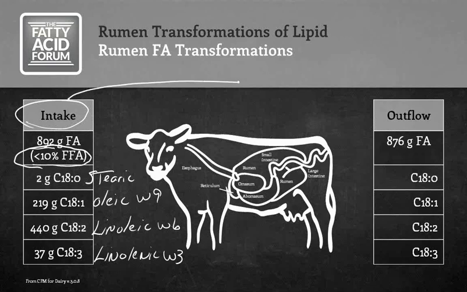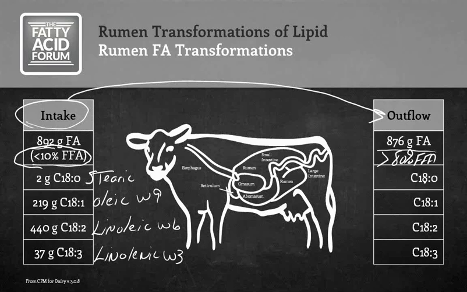Now, let's consider how that's going to change in going from the mouth to the small intestine of the animal. What's the outflow out of the rumen? And the model predicts that we'll have 876 grams coming out, somewhat similar to the 892 going in. This is typical. There's not a lot of gain or loss of fatty acids across the rumen. So you come pretty close to seeing the same amount coming out as what's going in. But it was only 10% free fatty acid going in, and now it's going to be greater than 80% free fatty acid coming out of the rumen, and that's because of lipolysis.